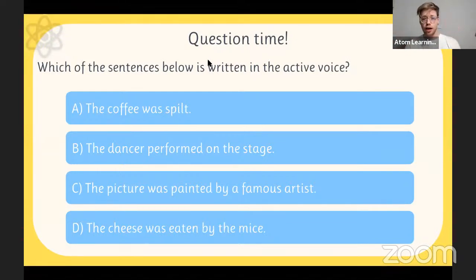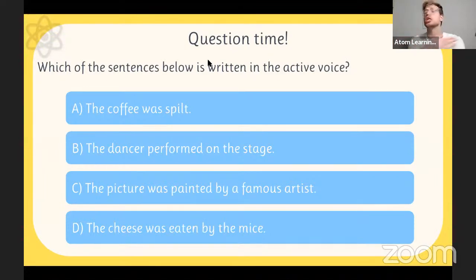Let's just go through the other ones for comprehensiveness. I think A was probably the hardest one to eliminate. C and D, you can pretty quickly identify that's passive voice, because we've got "by a famous artist" or "by the mice". And when you have "by so-and-so", that's a pretty good indication that it's the passive voice.